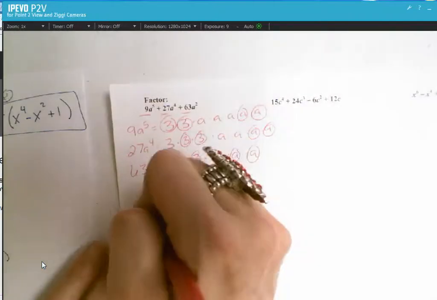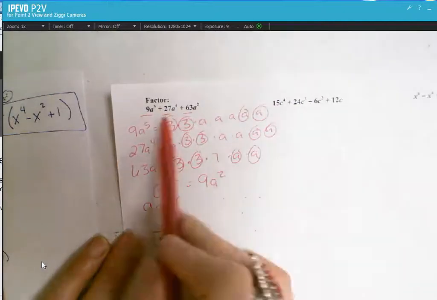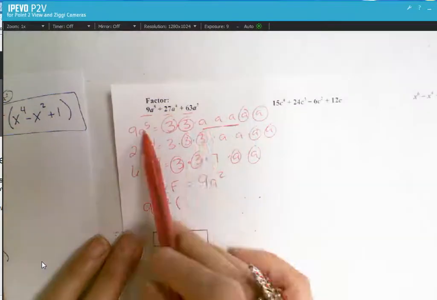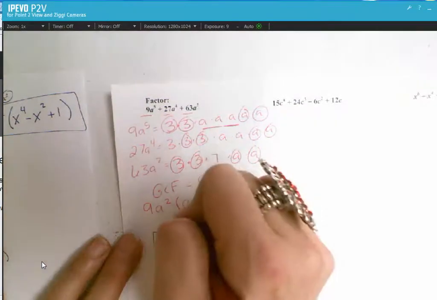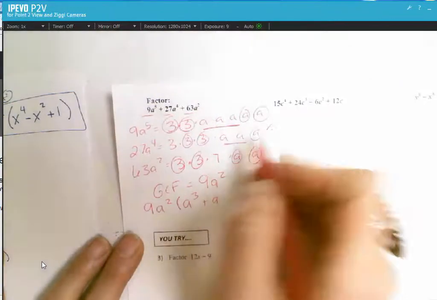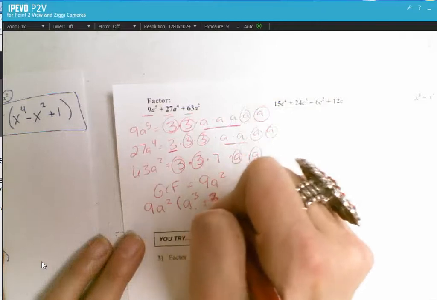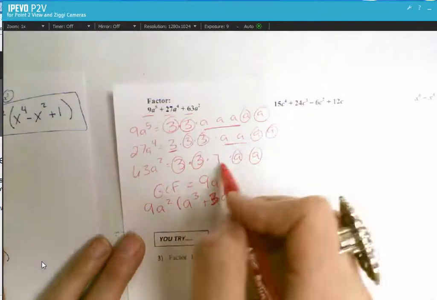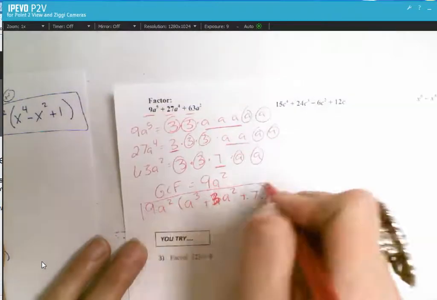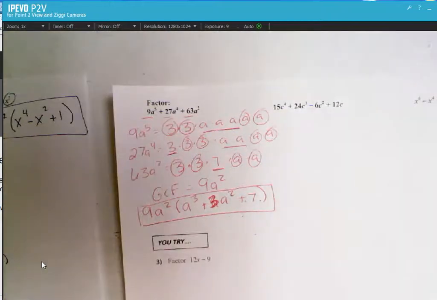So to finish, I have to go back and finish the problem. 9a squared times something got me back to the original polynomial. The something is right here. What I have left, a times a times a, is a to the 3rd. What do I have left here? I have plus a, I have another 3 up here, don't forget that 3. I have 3a squared, and all I have left down here is plus 7. That is my factored form. I can check it by redistributing it and seeing if I end up back here.